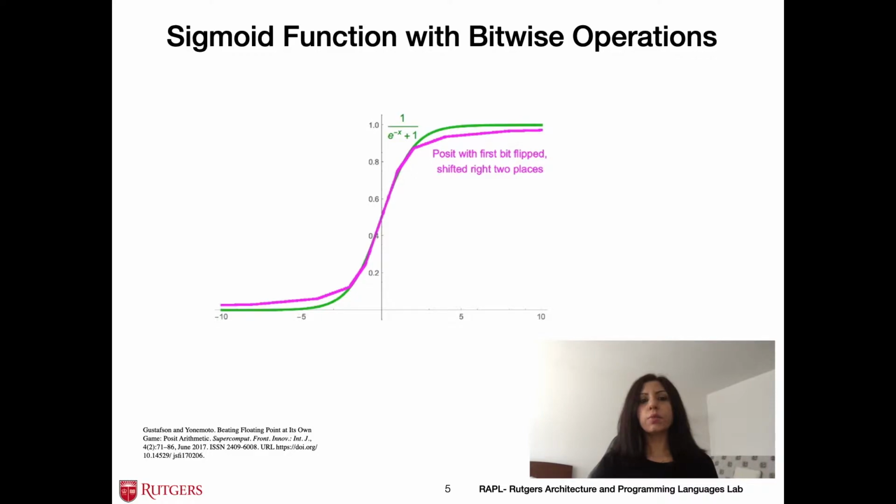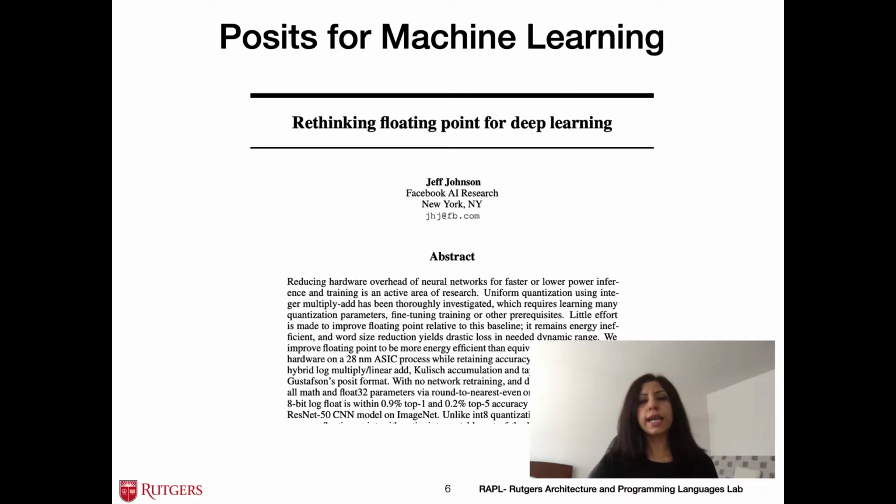Another cool thing about posits is that they can approximate the sigmoid function efficiently. The sigmoid function is widely used in machine learning and it is computationally expensive. With posits with the right configuration, the sigmoid function can be approximated with few bitwise operations. This has created a lot of excitement in the ML community to use posits. In fact, Facebook recently had a number system which was based on posits.